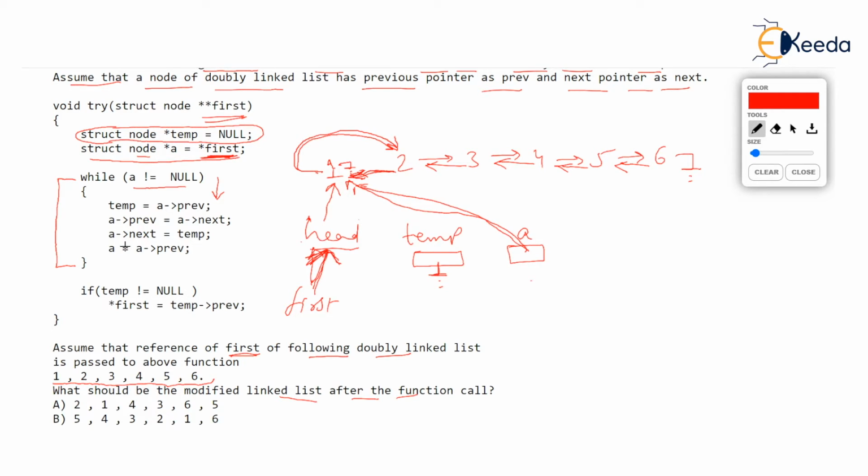Now a equal to a arrow prev. Let's see. A should point wherever a arrow prev is pointing, but a arrow prev is pointing to 2. That means a should point wherever a arrow prev points, means a should point to 2. Interesting, isn't it? So now the pointer a will point to 2.